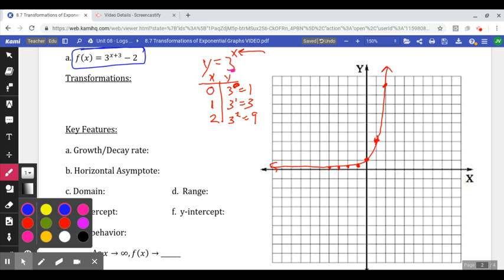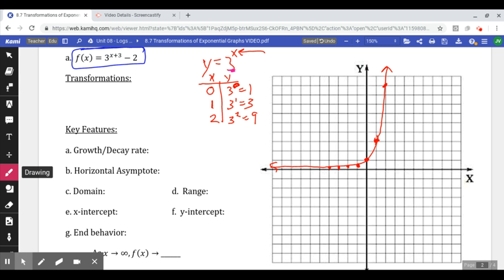So if we take a look at the blue function, we're going to look at the transformation. This one, the plus 3 up by the x, is going to be a shift left 3. And the -2 is going to be a shift down 2. So we're going to take every single point on this red graph, and we're going to shift left 3 down 2. So watch as I select the anchor point 0, 1, and we're going to move left 3, and then we're going to go down 2. So the new point is actually right here.